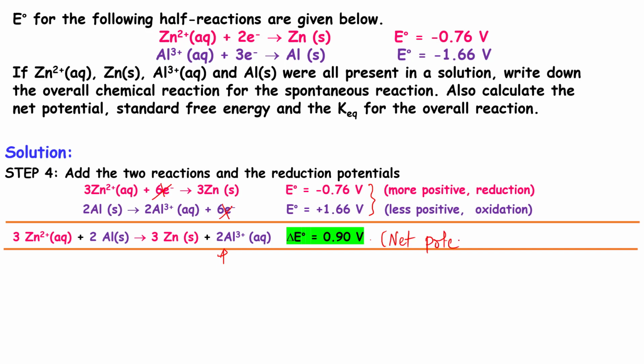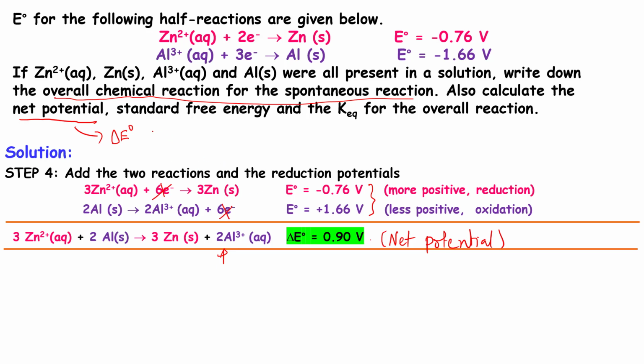So, in going through these steps, we have figured out 2 out of the 4 things that we were asked to calculate in this problem. The first thing we have done is the overall chemical reaction for the spontaneous reaction. And then by doing this addition step, we've calculated the net potential. Whenever it says net potential, it's referring to delta E naught, because this is a non-biochemical reaction. If it's a biochemical reaction, we would call this delta E naught prime, but because this is not a biochemical reaction, we are calling this delta E naught. Okay, so this is the net potential for the reaction.